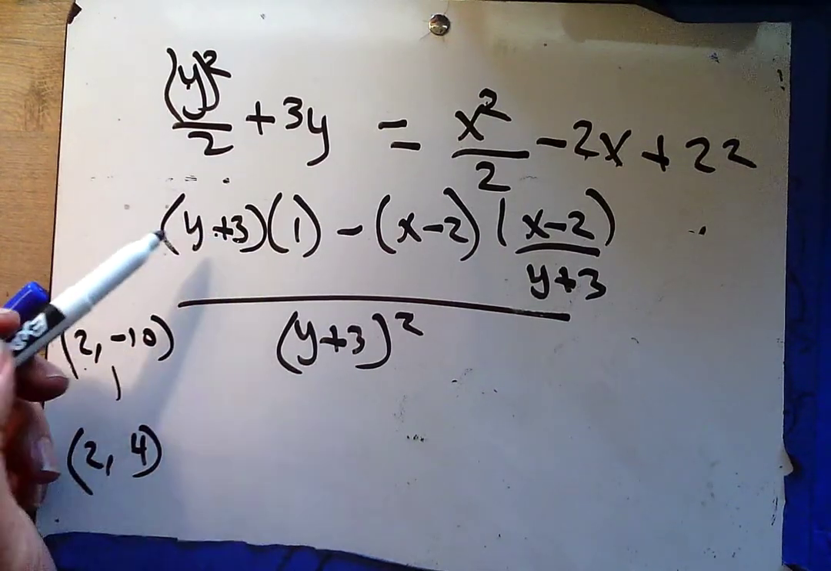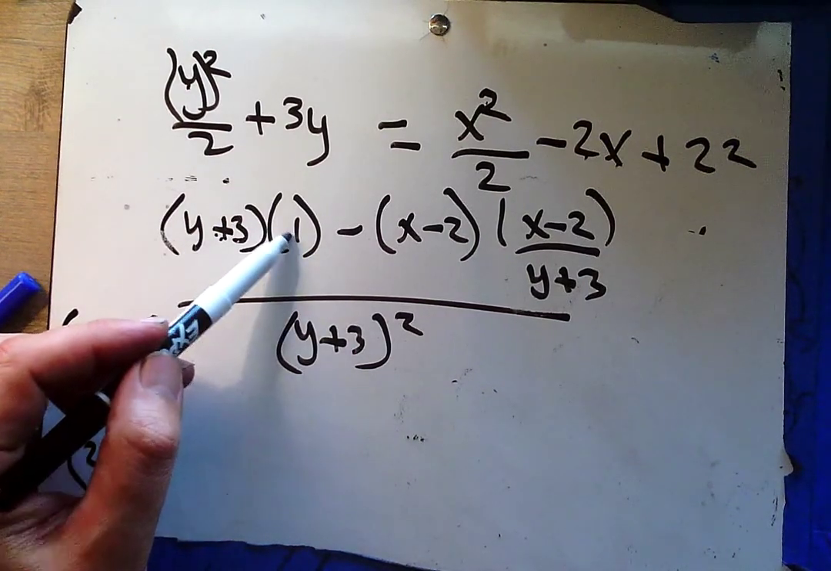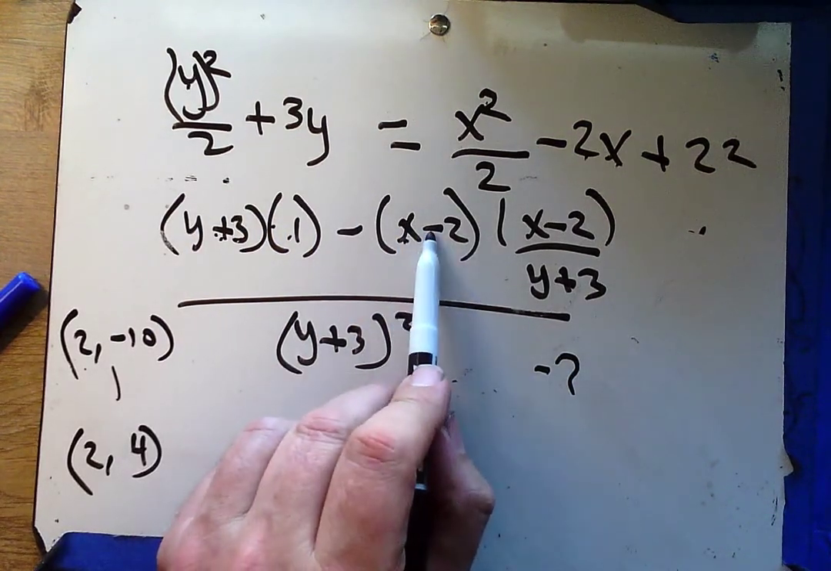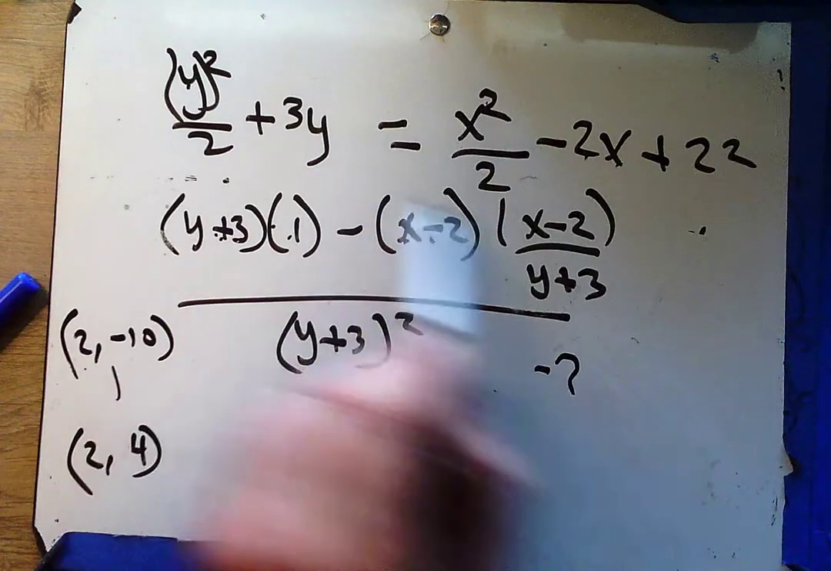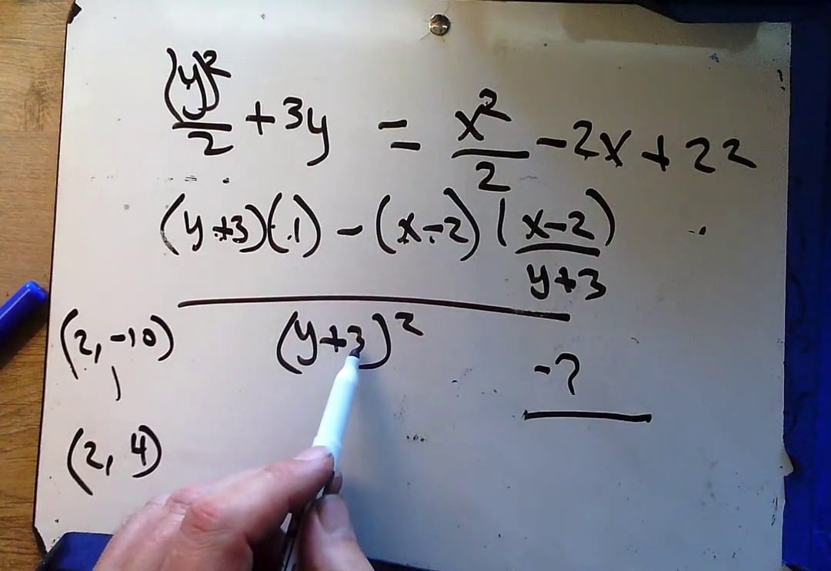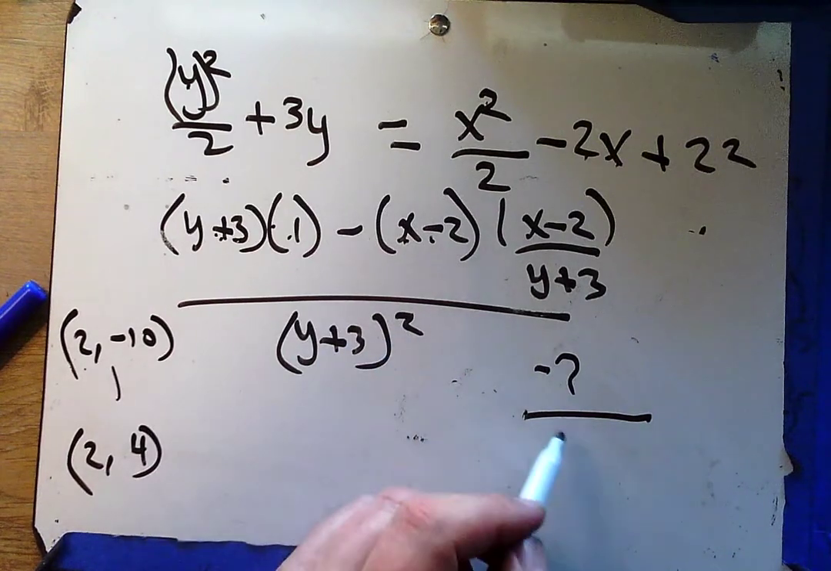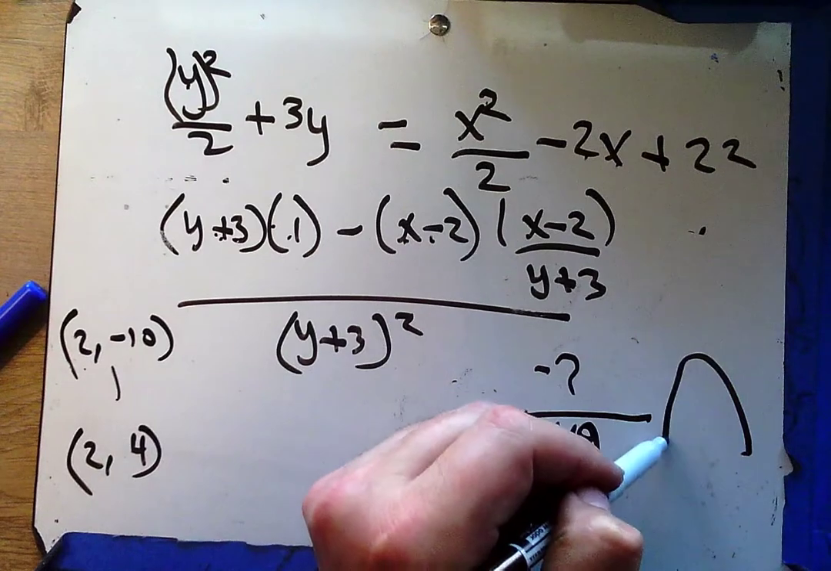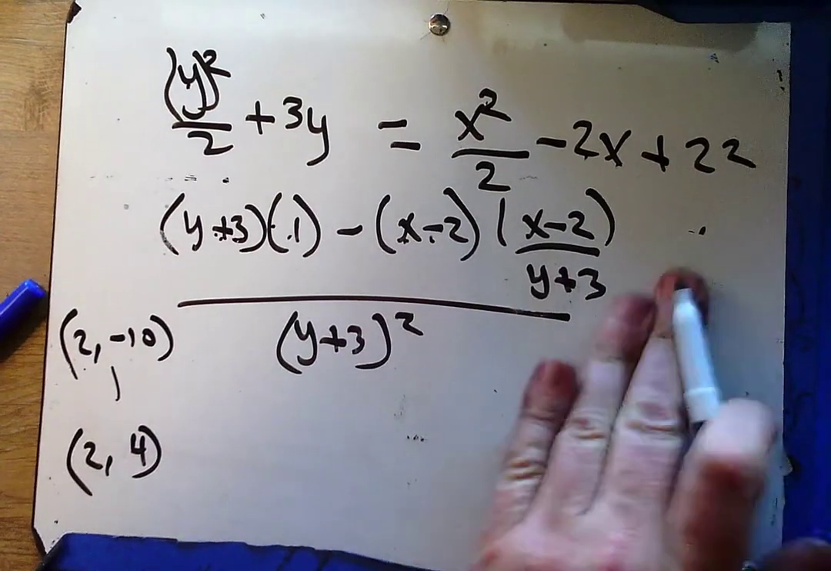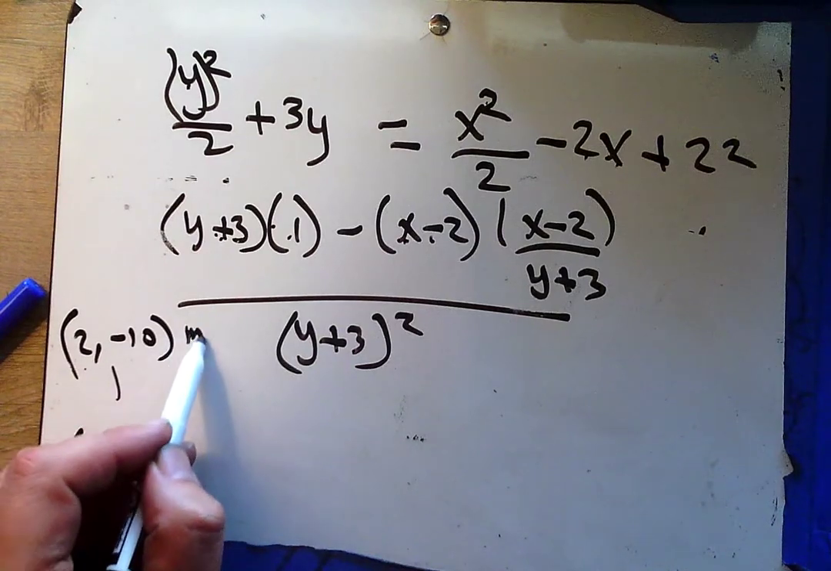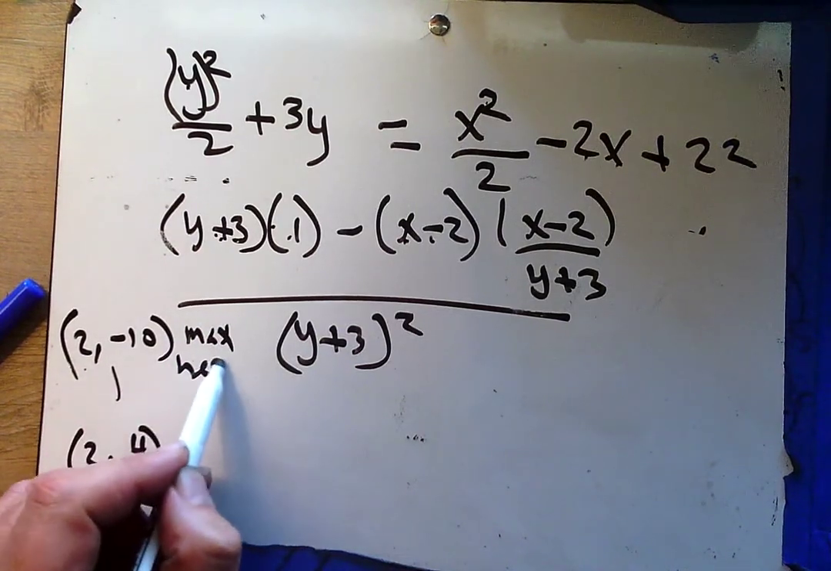So negative 10 plus 3 is negative 7, times 1 is negative 7. And then here, 2 minus 2 is 0. Well, all that goes away. And on the bottom, negative 10 plus 3 is negative 7. Negative 7 squared is 49. This is less than 0, which means concave down. Since f double prime is negative, we know that we have a max here.